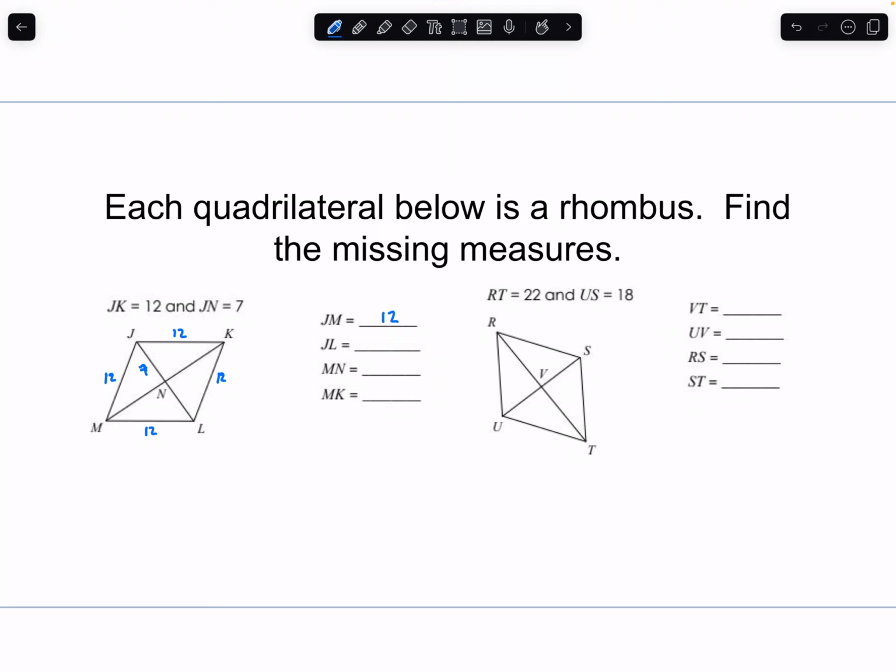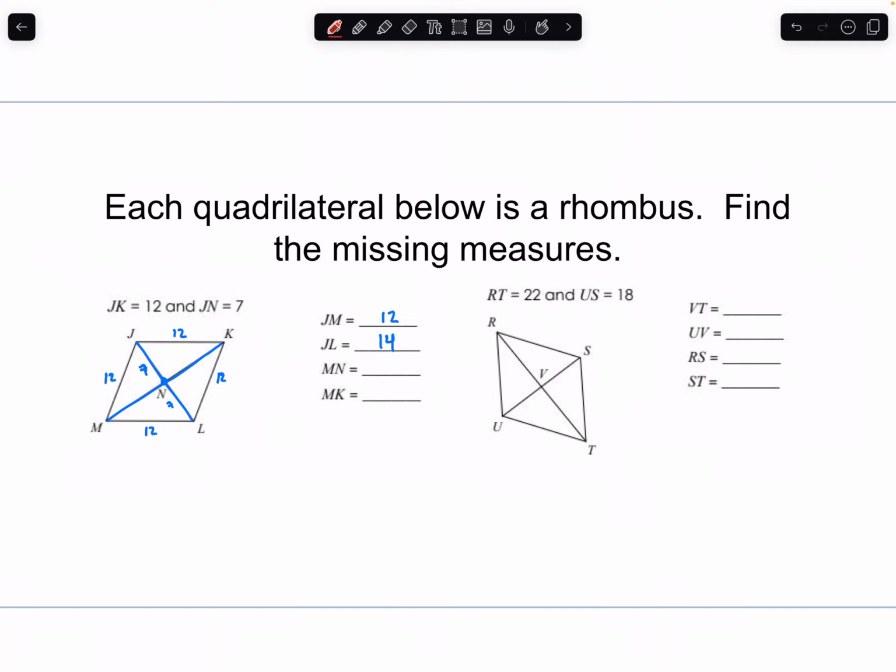Now, to find JL, this length, from here to here, a rhombus is still a parallelogram, and this is still the midpoint. These diagonals are still bisecting each other, which means this length is also 7. So if we have 7 and 7, that means that the whole length is going to be 14. Now, to find MN and MK, I'm going to focus on a different color here.